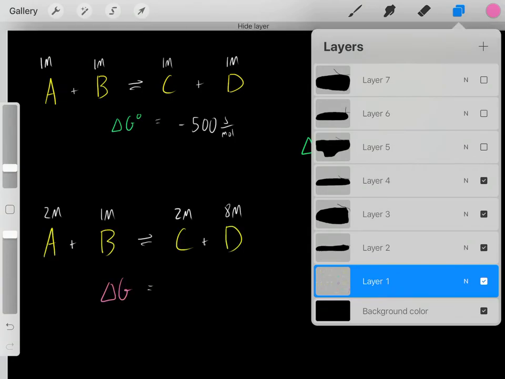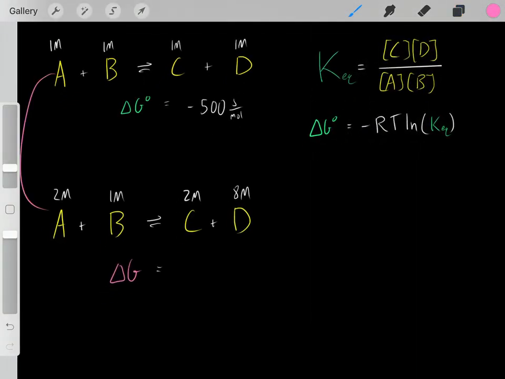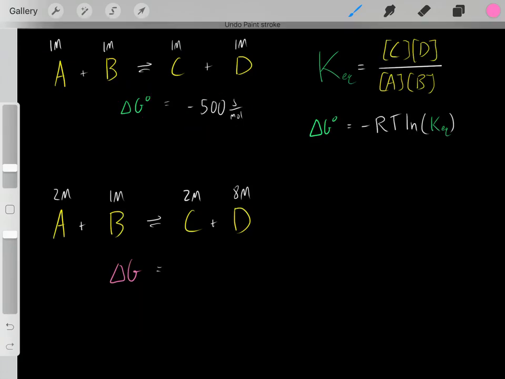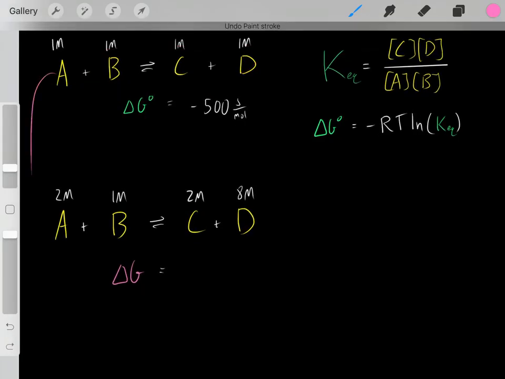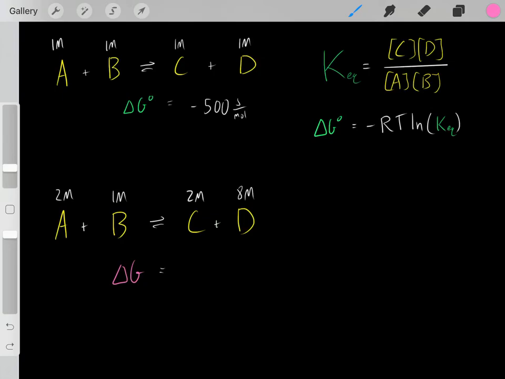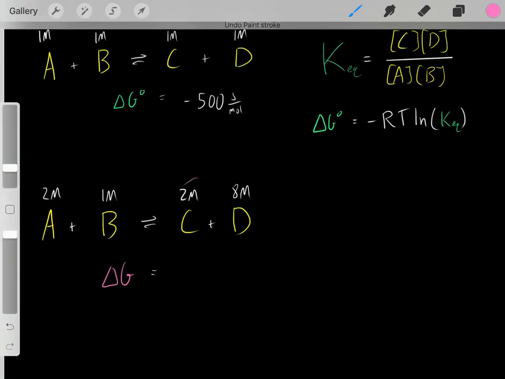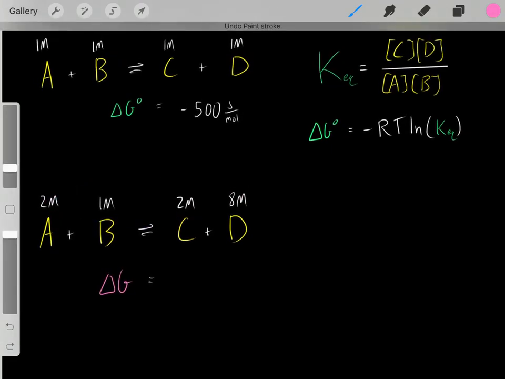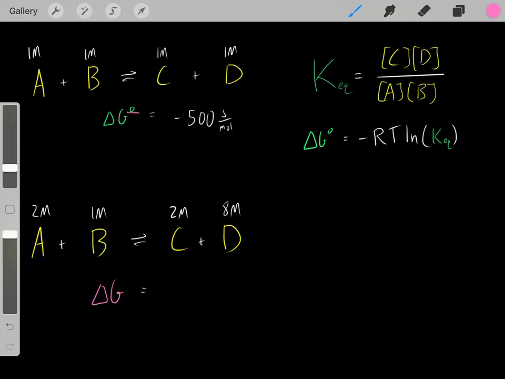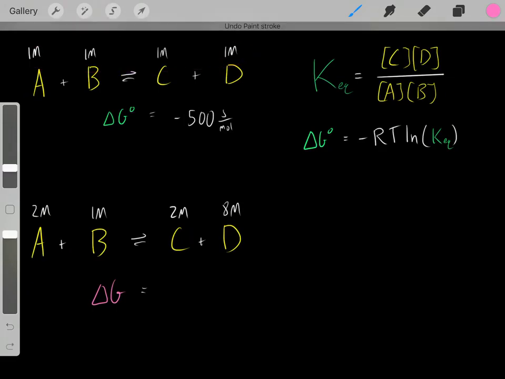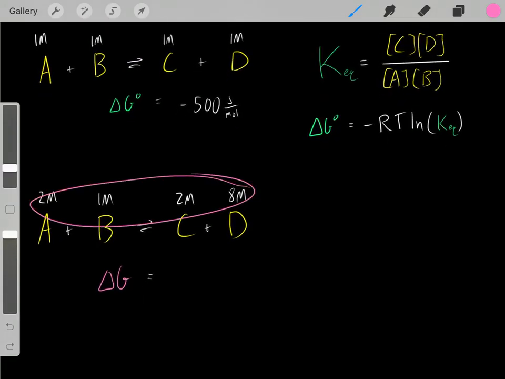and products. However, what if we had the same reaction? So again, let's say we had the reaction that had a standard state delta G of negative 500 joules per mole. So let's say we had that exact same reaction, but what if we're not at standard state conditions? Maybe we have 2 molar of A, and 1 molar of B, and 2 molar of C, and 8 molar of D. Then we're not at standard state conditions, because we know when we're at standard state conditions, we have 1 molar concentration of all reactants and products. But what if we're not at standard state conditions?